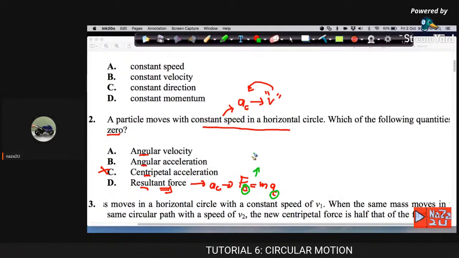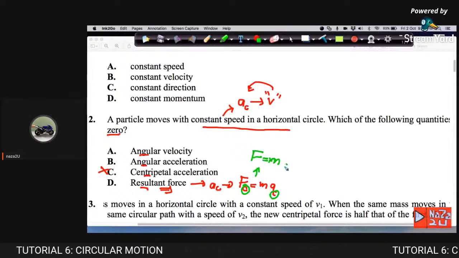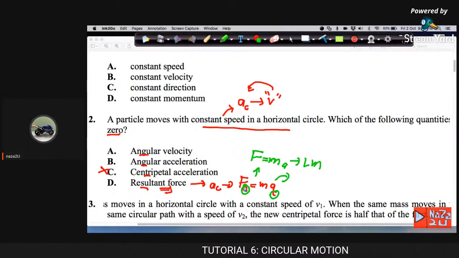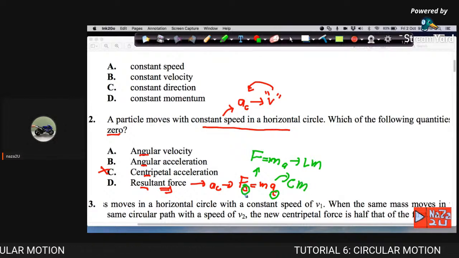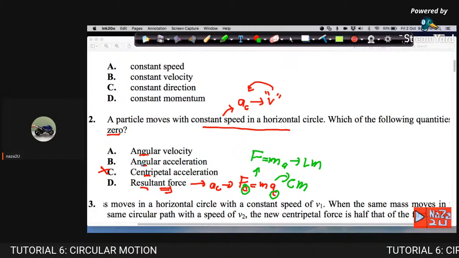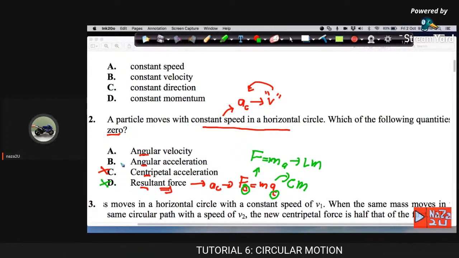Actually, we have F is equal to ma, the second Newton's law. This refers to the linear motion. So now I write F subscript C, referring to the circular motion, so F subscript C is equal to m a subscript c. Okay, so this is a wrong answer. Now we have only A and B.